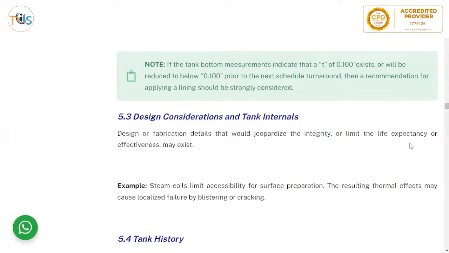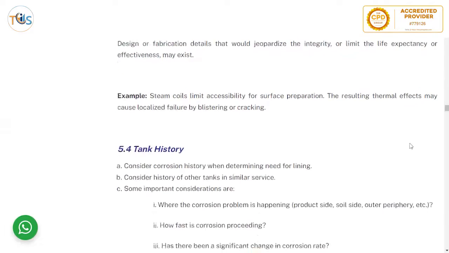Design or fabrication details that would jeopardize the integrity or limit the life expectancy or effectiveness may exist. Example: steam coils limit accessibility for surface preparation. The resulting thermal effects may cause localized failure by blistering or cracking.